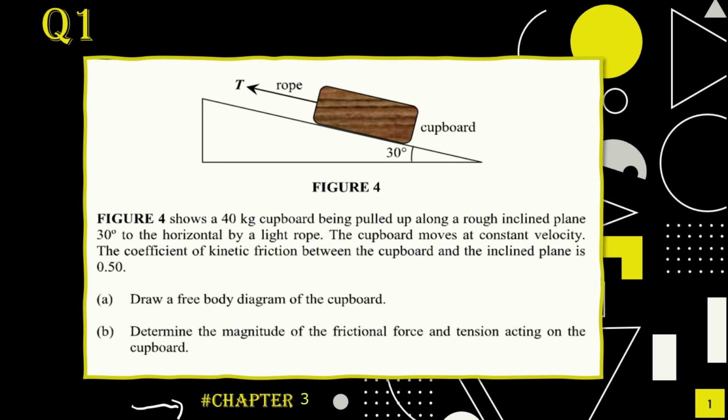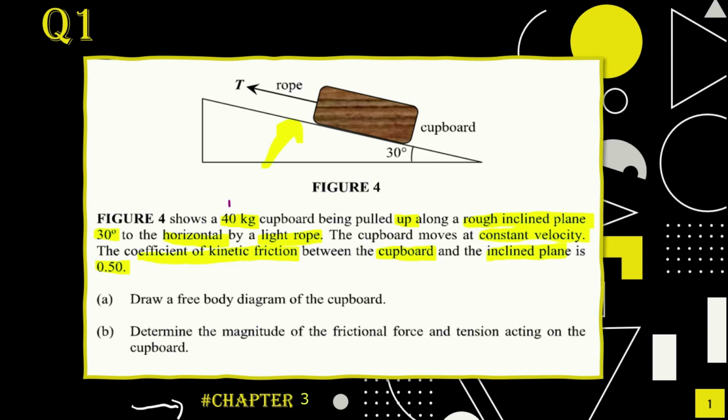Okay, and the question is, we have a figure 4 here. We have a cupboard. Figure 4 shows a 40 kilogram cupboard being pulled up along a rough inclined plane, 30 degrees to the horizontal, by a light rope. The cupboard moves at a constant velocity, and the coefficient of kinetic friction between the cupboard and the inclined plane is 0.5. So we take out the information we have in this question.